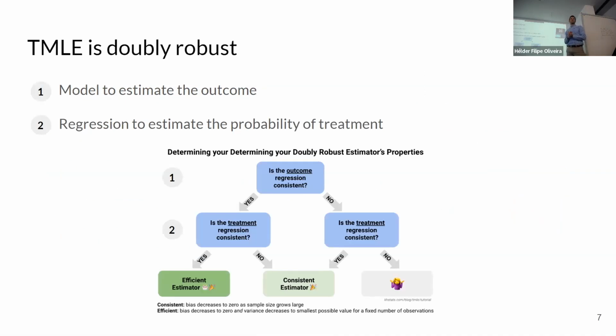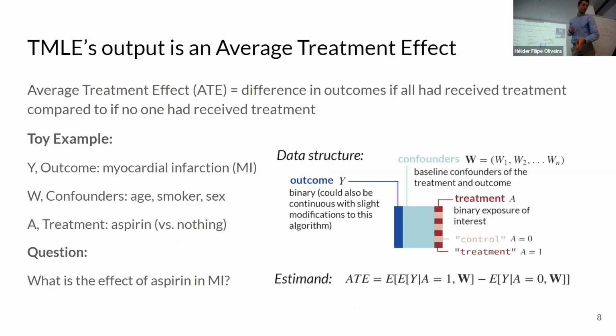TMLE is doubly robust. What does this mean? It creates two models, one to model the outcome and another model to model the treatment. As long as one of them is consistent, in the end we will have a consistent estimator. So if the sample size grows very large, the bias will eventually converge to zero. Its output is an average treatment effect. This is the difference between the outcome if everyone had received the treatment versus no one received the treatment.